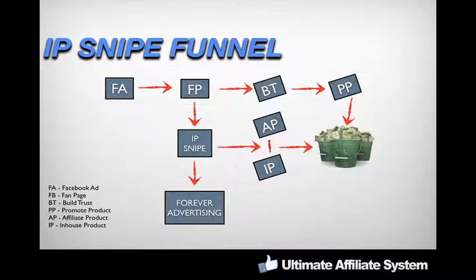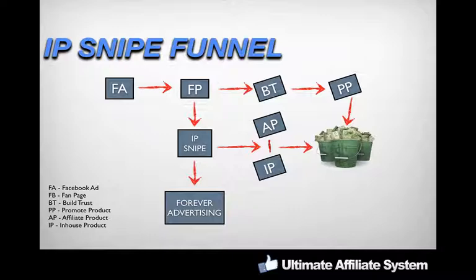Alright, here's the IP snipe funnel, and this is the whole process, guys. It starts from your Facebook ads, FA, to your fan page. From your fan page, once they land, we IP snipe them. If we go to the right, you can see here, maybe I don't have a pointer. From FP, we go to BT, which is building the trust. That's how we build the trust. And then, excuse me, we promote the product. And then as soon as we promote the product, of course, we earn some revenue, some income. And then also IP snipe, you can see there's also ways to earn revenue and income. And that's by promoting an affiliate product or promoting an in-house product.